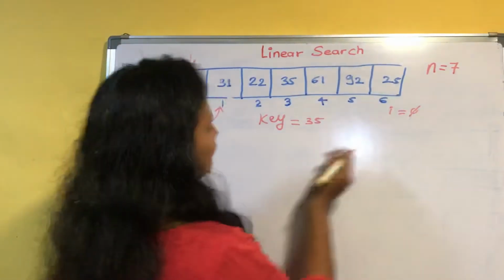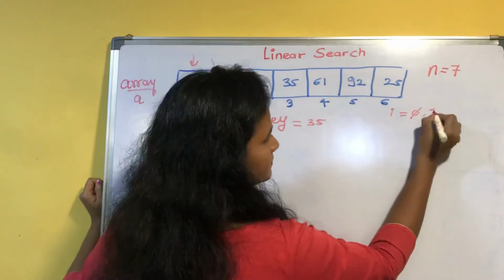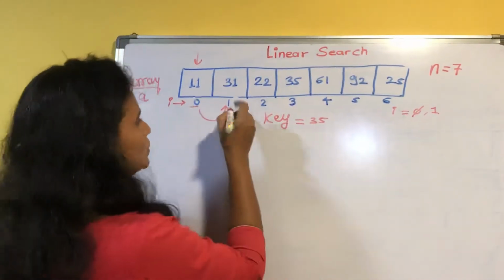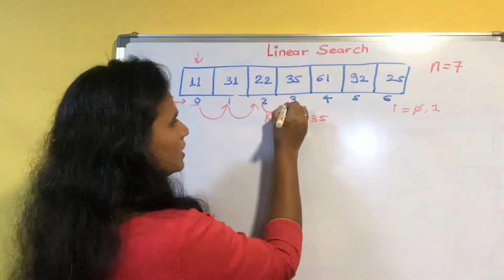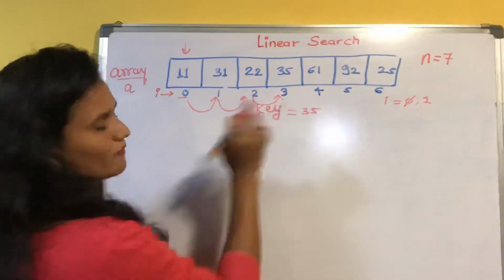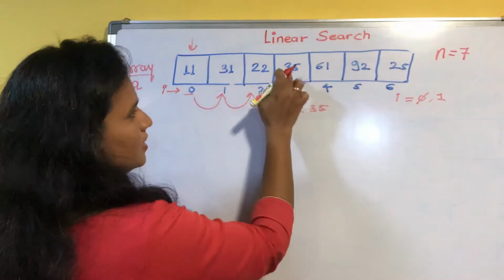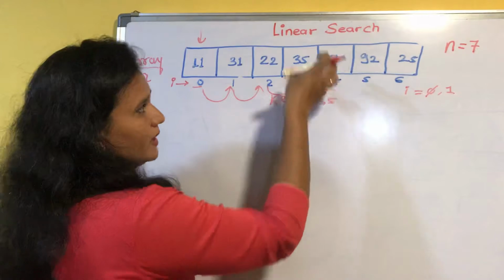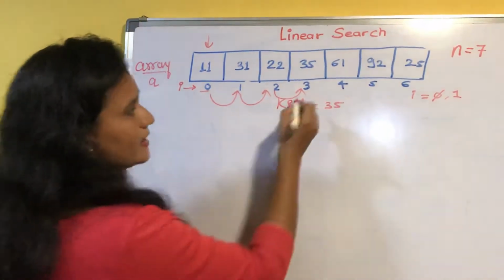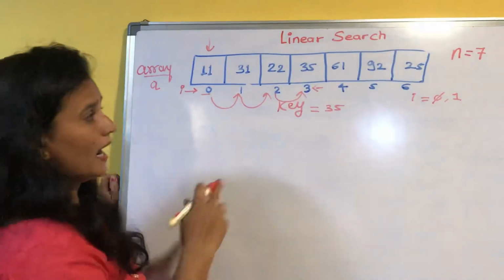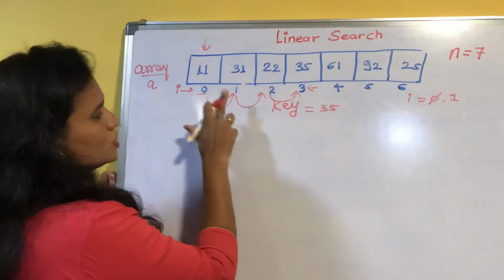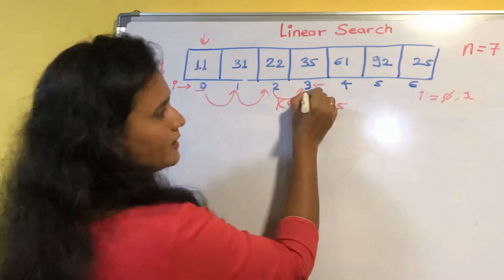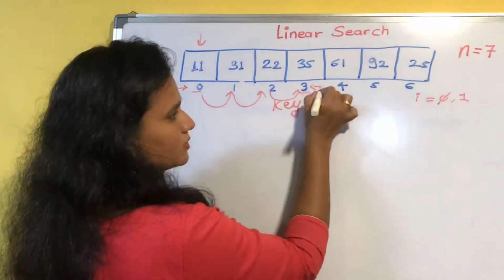So what is the value of i then? 1. Again we'll compare 31 with 35. Again not the same, we'll go to the next element. Again we'll go to the next element, because 22 is not equal to 35. Now here see, 35 is equal to 35, which means we have got our element in this data structure at index 3. And at which position? First position, second position, third position and fourth position. So at index 3, and the position is 4th.